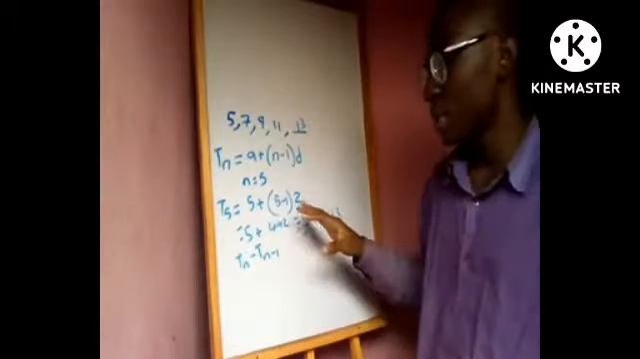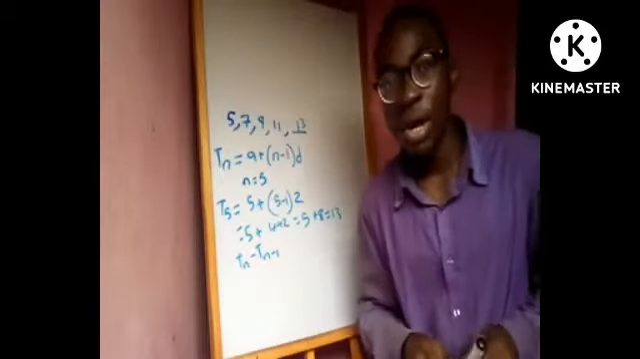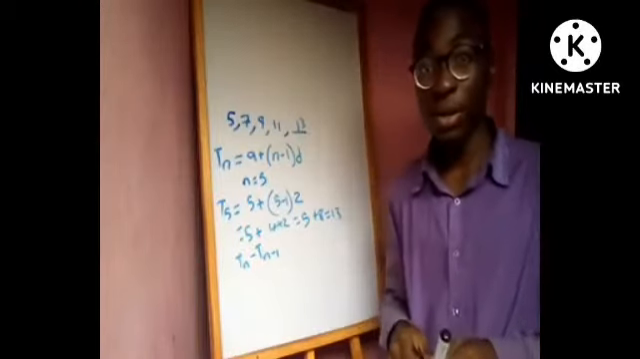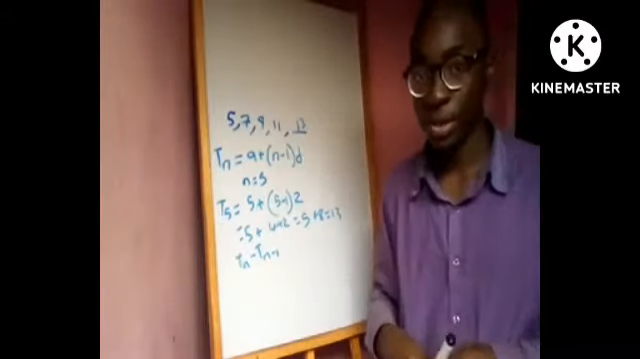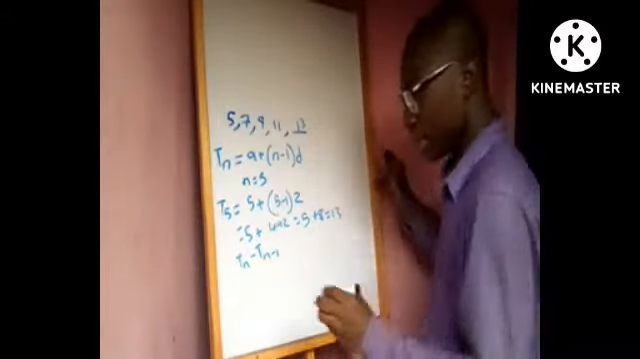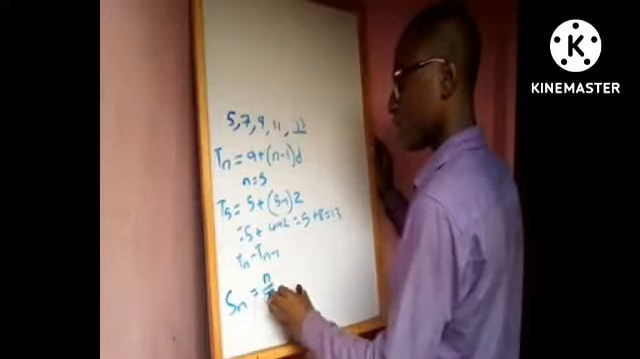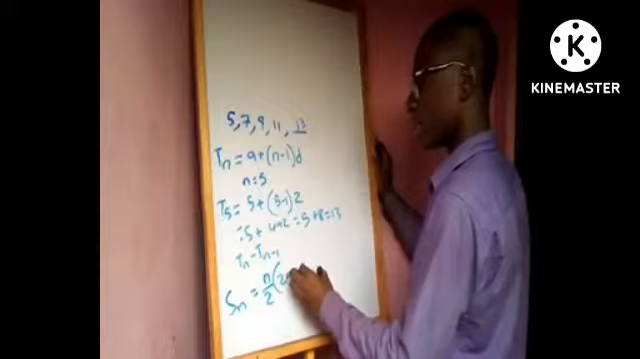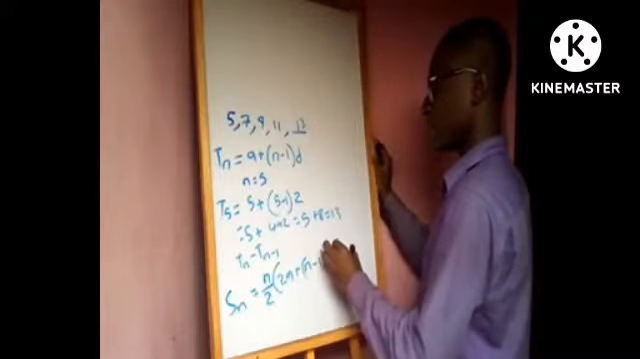Now, this is the basic stuff for arithmetic progression. Before I leave arithmetic progression, let's talk about how we get the sum of n terms of an arithmetic progression. Without giving you the derivation, the sum of n terms, Sn, equals n over 2, open bracket, 2a plus n minus 1 multiplied by the common difference.